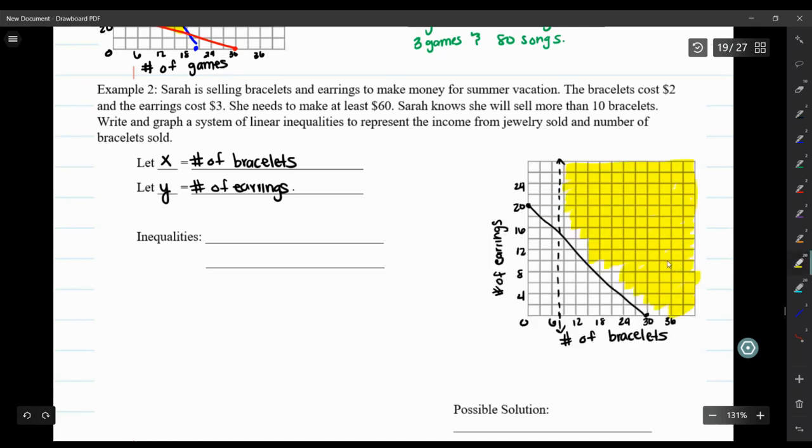Here is the graph that you should have come up with. Your possible solutions can be many, but as long as they're in this yellow area, you are correct. That will give you your solutions for this situation.